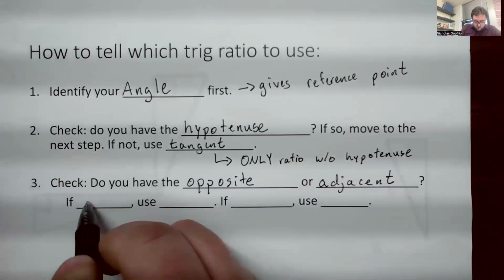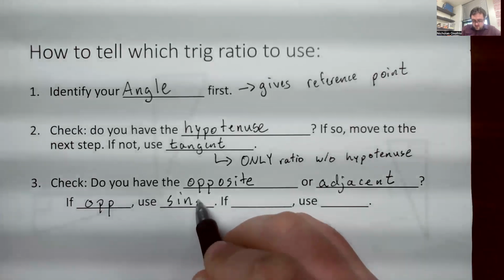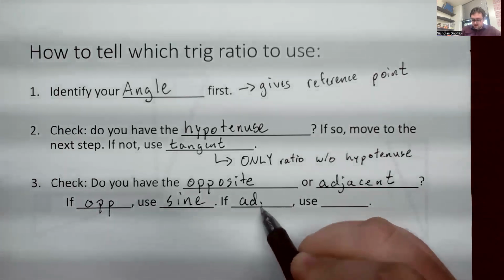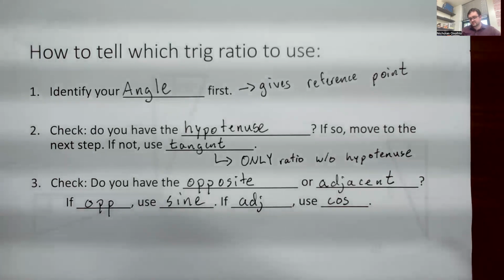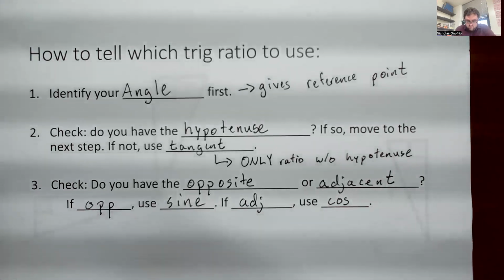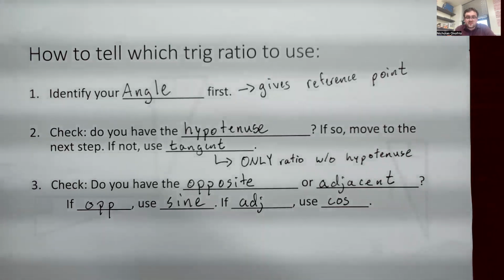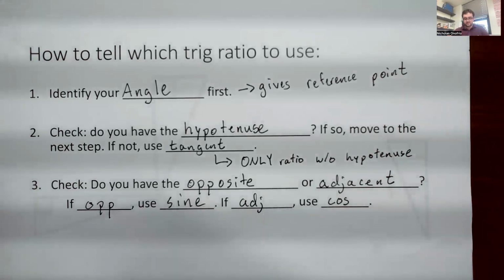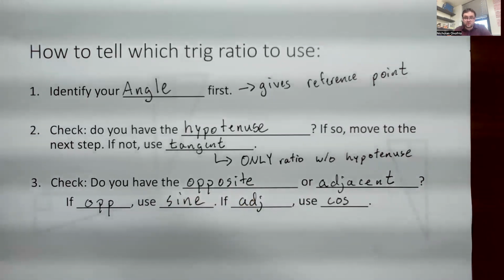If you have the opposite side, you're going to use sine. If you have the adjacent side, you're going to use cosine. Okay. Hopefully you have your formulas handy. We're going to go ahead and work a couple of examples here. At this point, pause the video so you can finish writing your notes.